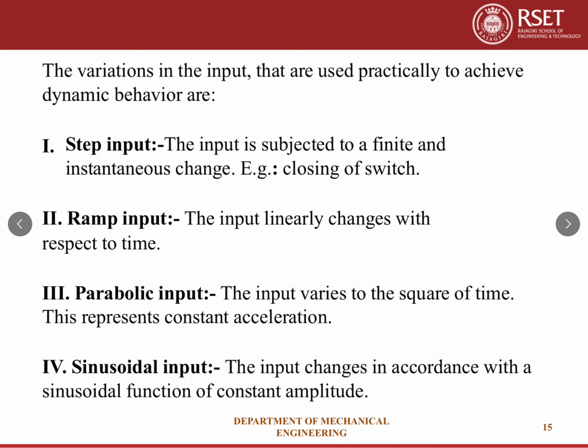An example is closing a switch. We have two conditions, open or close. It's time varying. At one instant of time it is open, at another instant it is closed. So 0 and 1 is there. Then ramp input, where the input changes linearly with time.